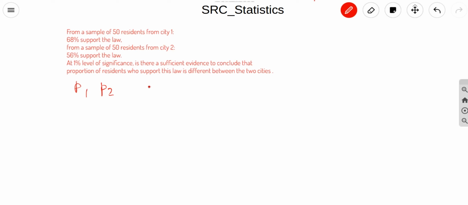And what is given? Sample sizes N1 and N2, both are 50 and 50, and sample proportions hat P1 and hat P2. We can see that 68% is for city 1, that is 0.68, this is equal to hat P1, and 0.56 is for hat P2, and sample sizes are 50 and 50. So we shall conduct a Z test for two proportions.